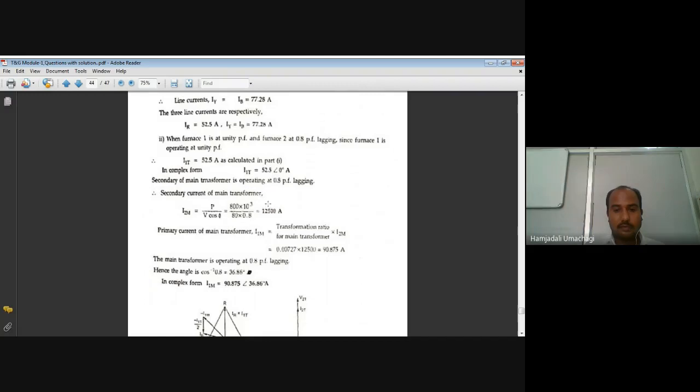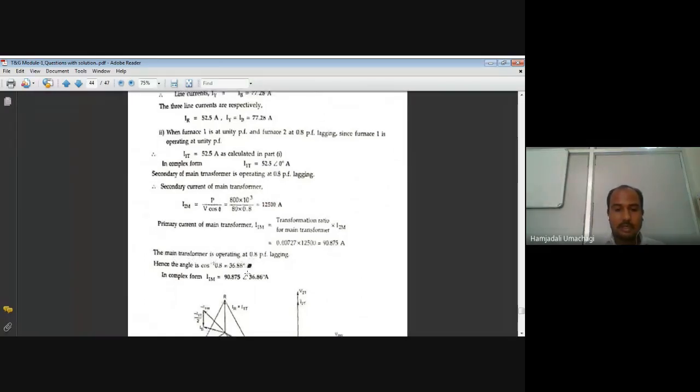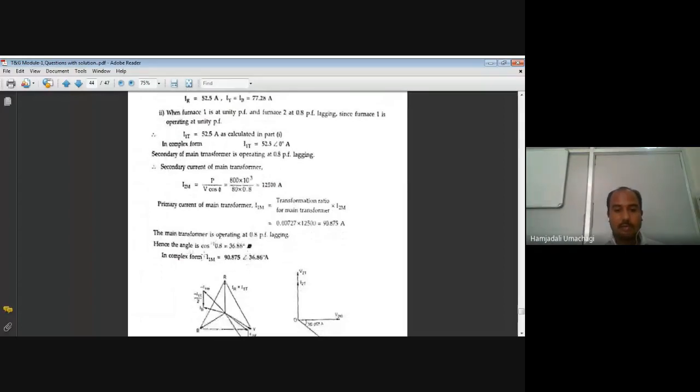Then after simplification, we will get the answer for IY equal to IB, and then we write the value for IY equal to IB. The main transformer is operating at 0.8 power factor lagging, so the power factor angle will be cos inverse of 0.8, which is 36.86 degrees.